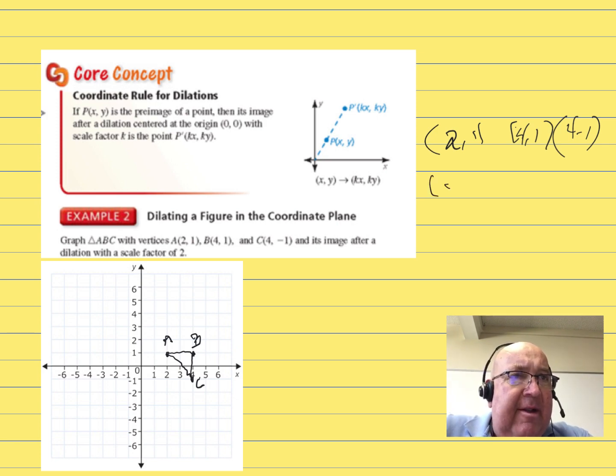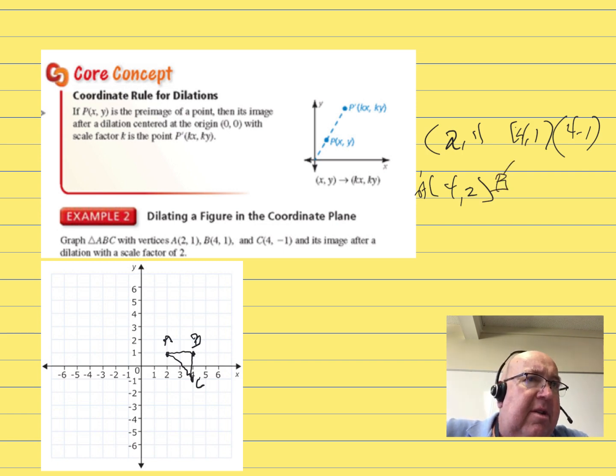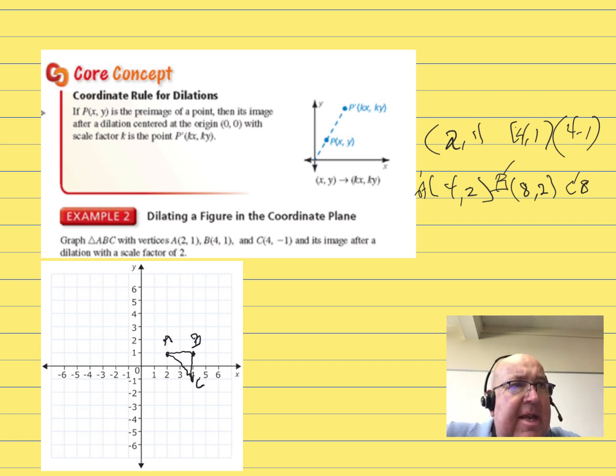So our A prime is going to be 4 and 2. Our B prime is going to be 8 and 2. And our C prime is going to be 8 and negative 1. I wished I would have changed my graph on this one because we're going to run out of room. I'm going to go to the edge of the graph.